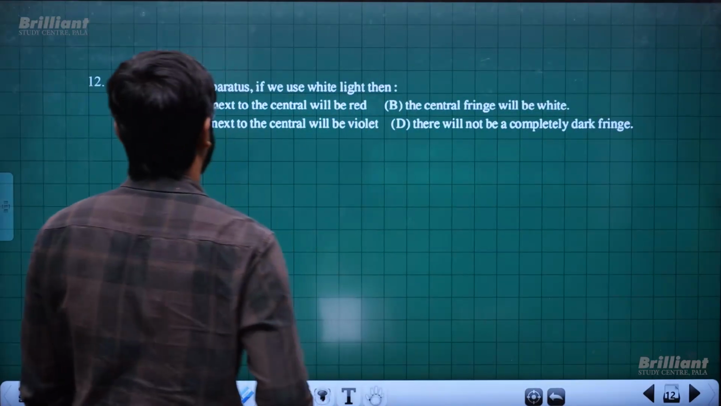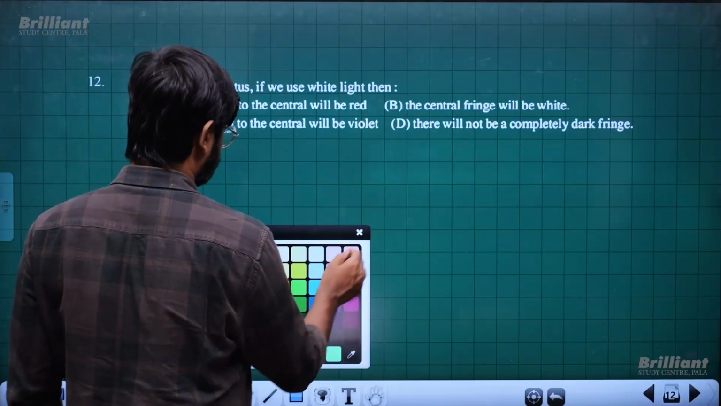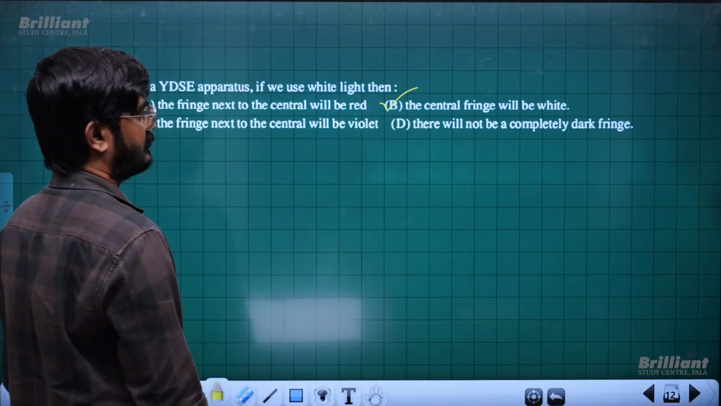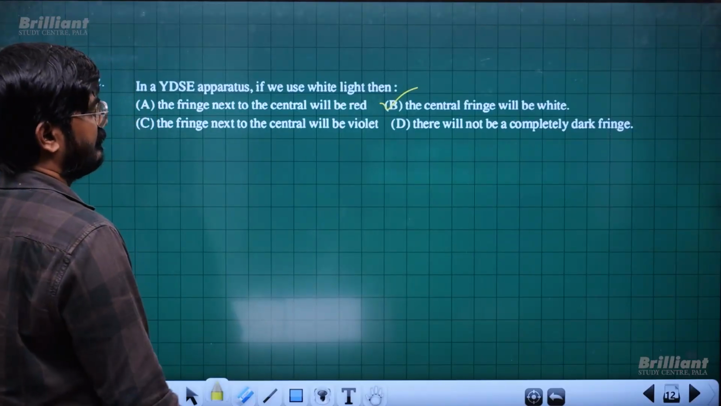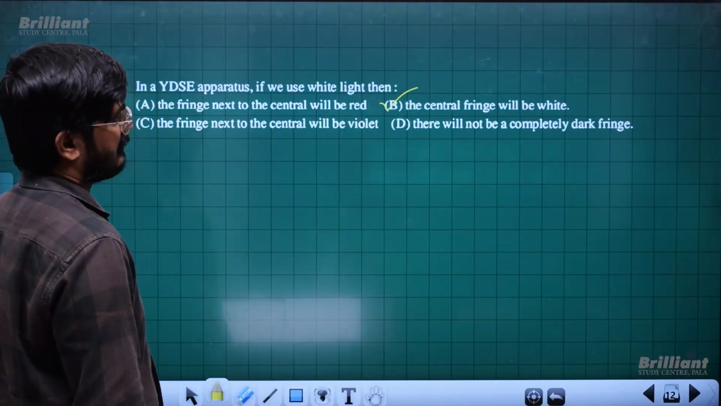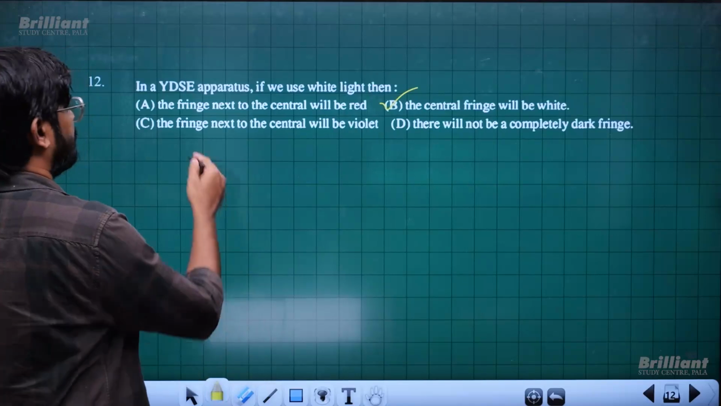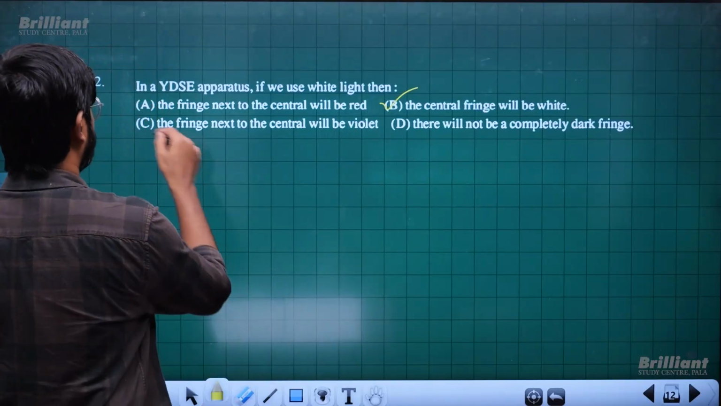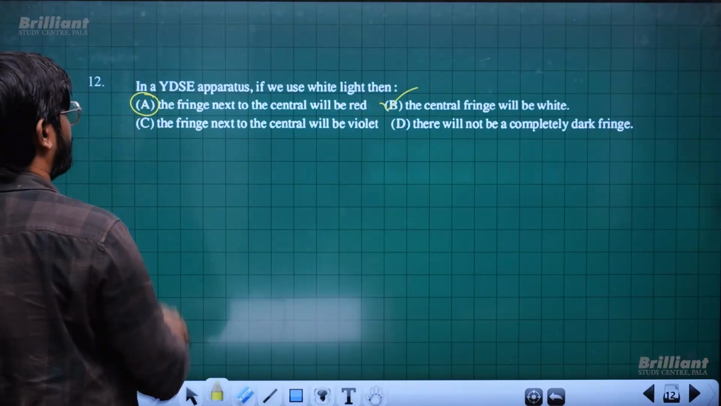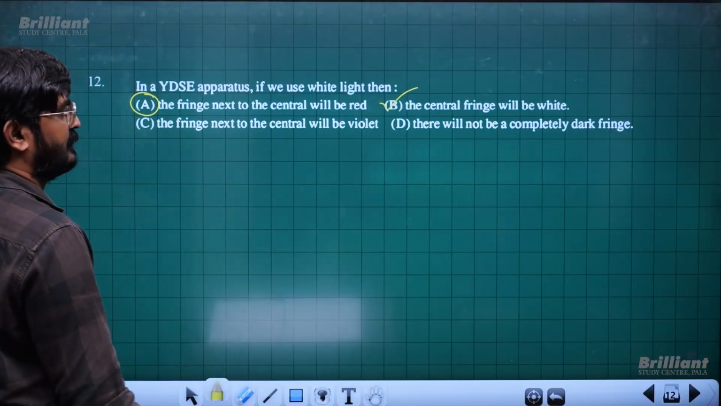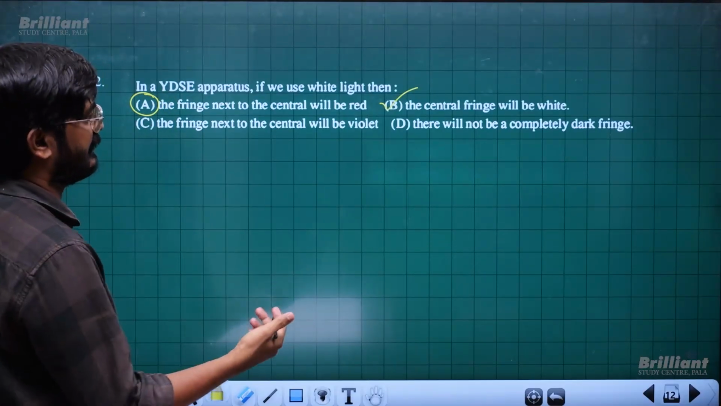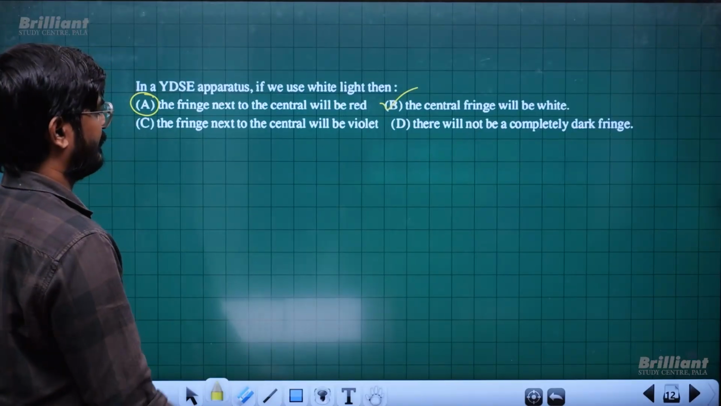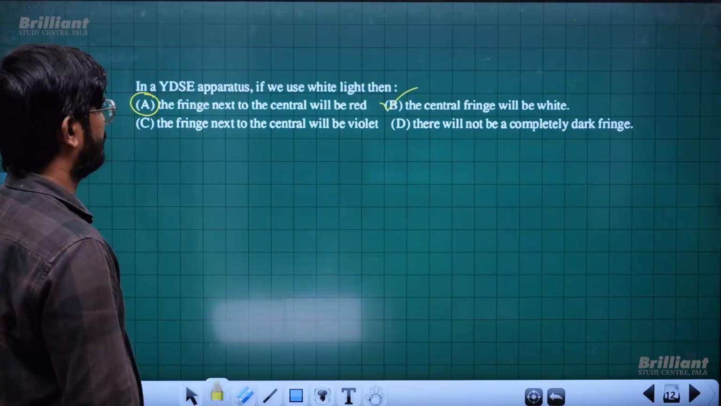In YDSE apparatus, if we use white light, then the central fringe will be white. That should be understandable. Everything will be a bright fringe there, all colors. And the fringe next to the central bright fringe depends on how our eye works. Our eye will perceive absence of blue as red, and it will be able to detect red and blue more, and maybe green.